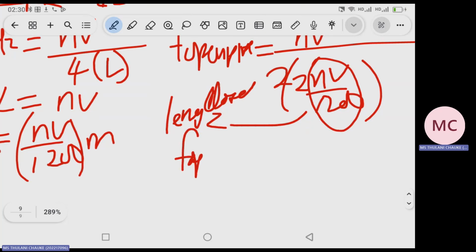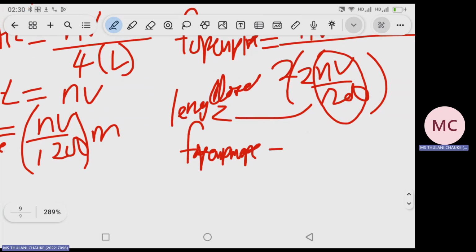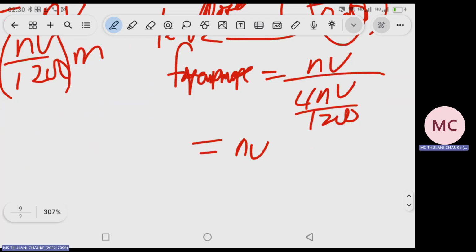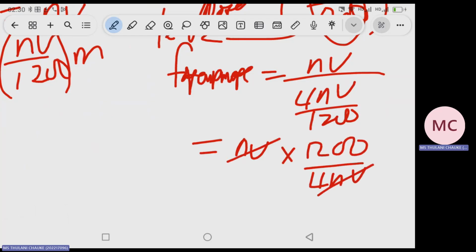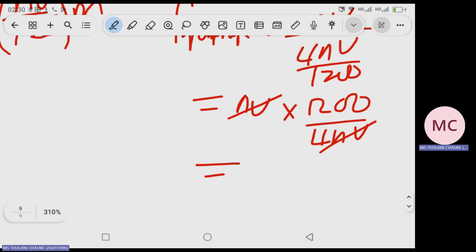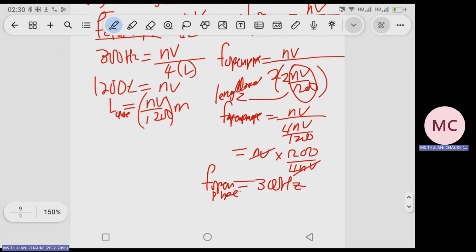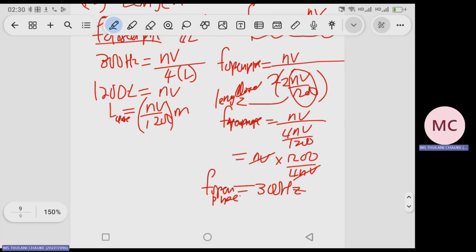So F of the open pipe, the fundamental frequency of that, we're going to have NV equal to 4 NV over 1200. Then if I simplify this, this will cancel, and then I will have 1200 divided by 4 is 300 Hz. Then F for an open pipe is 300 Hz. And that's it for this tutorial.